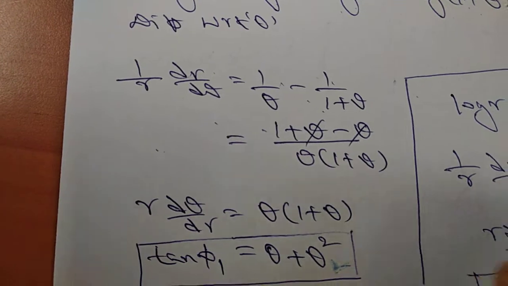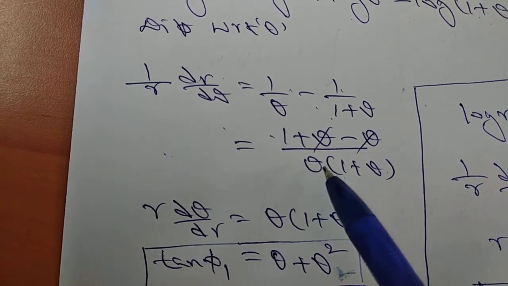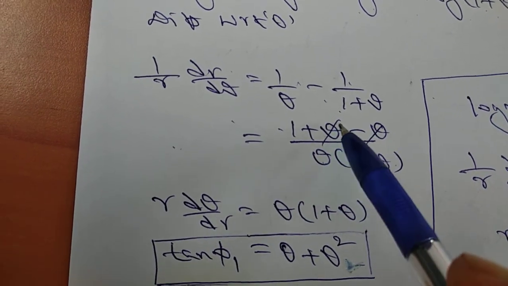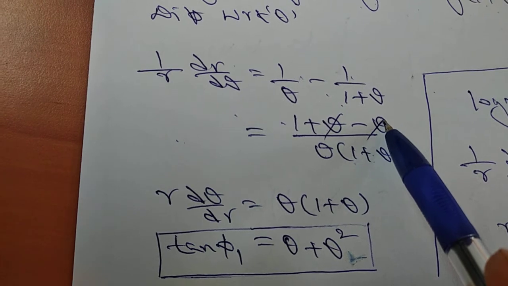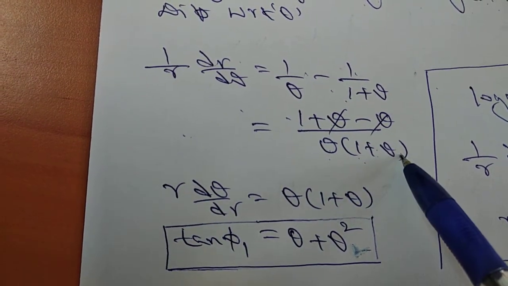Simplify this right hand side. What is the LCM? Theta into 1 plus theta. So theta cancels with 1 plus theta, minus 1 plus theta cancels with theta. So now plus theta minus theta cancel. Then what is the remaining? 1 over theta into 1 plus theta.